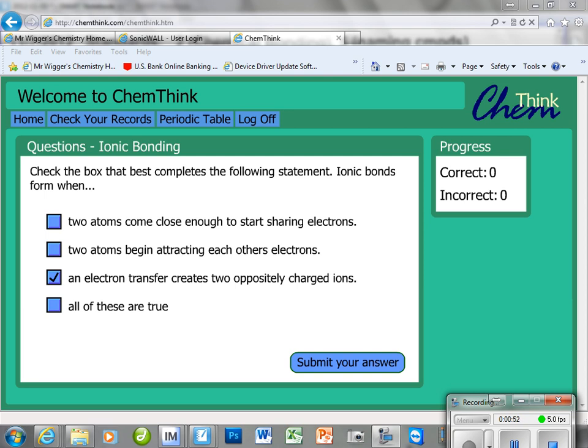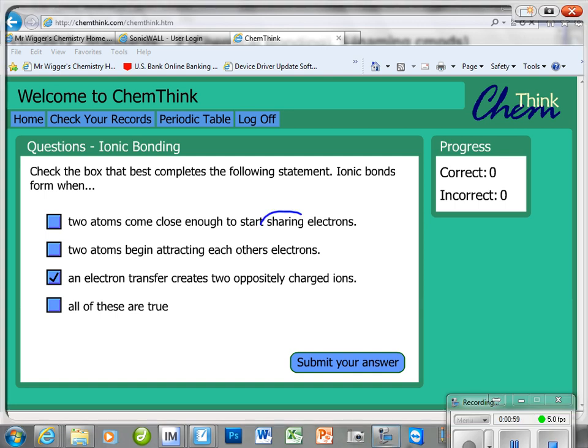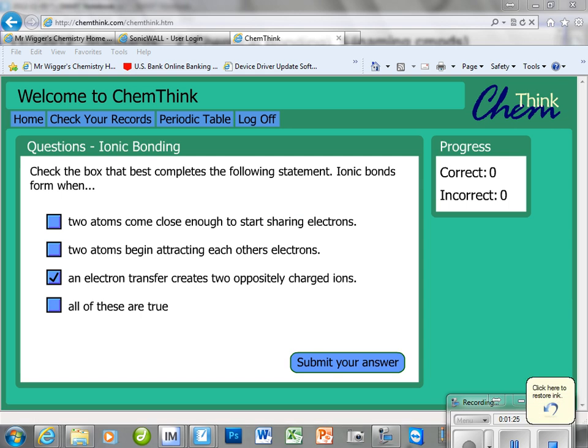Two atoms come close enough to start sharing electrons. Well, the problem there is the word sharing. This sharing business doesn't happen with ionic bonding. That only happens with covalent bonding, which we'll be talking about in the next chapter. Now, when they say two atoms begin attracting each other's electrons, that's kind of a sucker punch too, because that is not what will form ions. This third selection is what they were actually after. So we've got to get rid of this little ink layer, and we'll submit the answer.